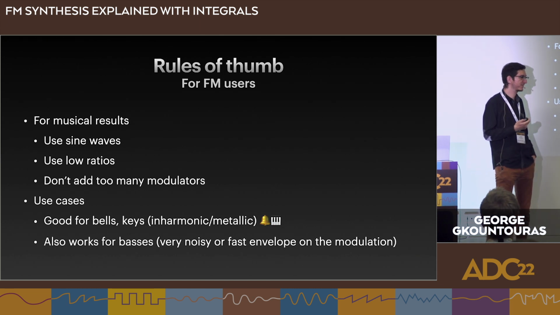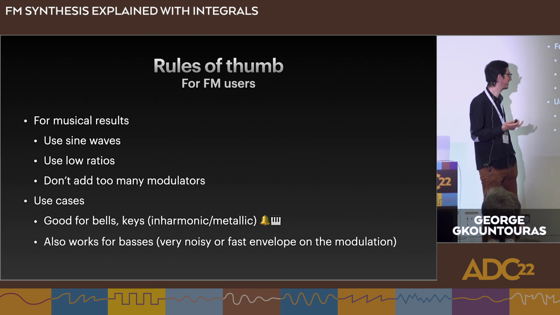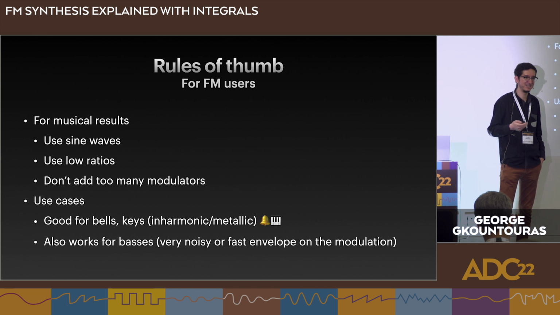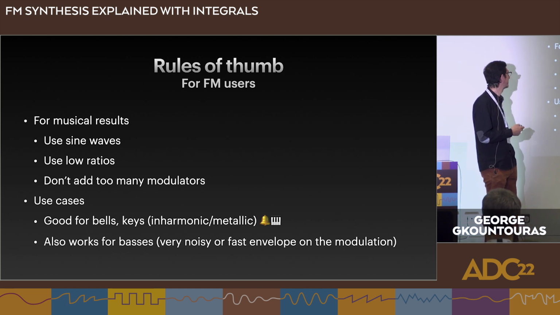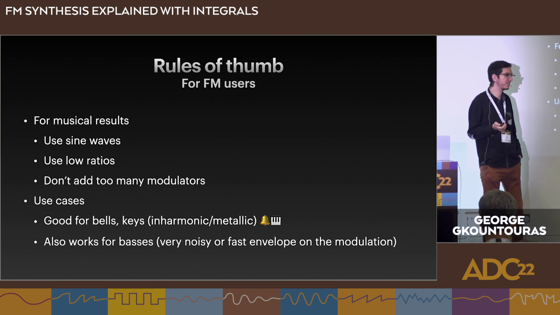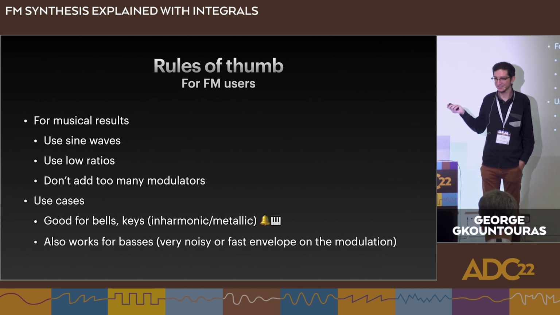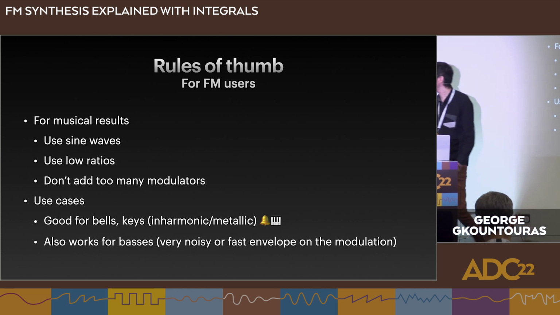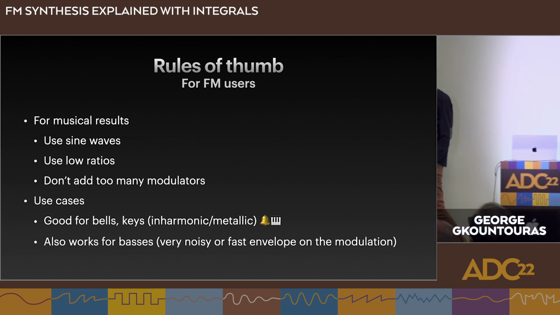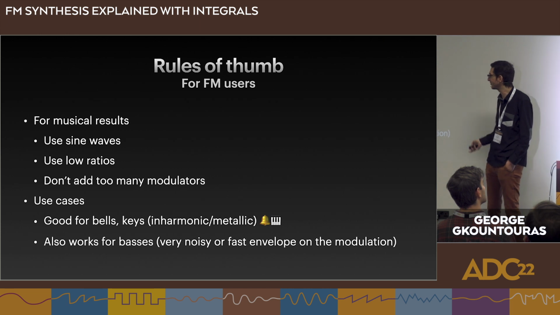Okay, so if you are an FM user, these are the basic rules you might have heard about FM synthesis and how to use it if you don't know how it works. So they will tell you for musical results, these are the basic rules you need to follow. Use basic waves, maybe sines. Use low ratios, because if you increase the ratio too much, it becomes basically noise, and we'll see why that happens. And they will tell you not to add too many modulators or large amounts of modulation in general.